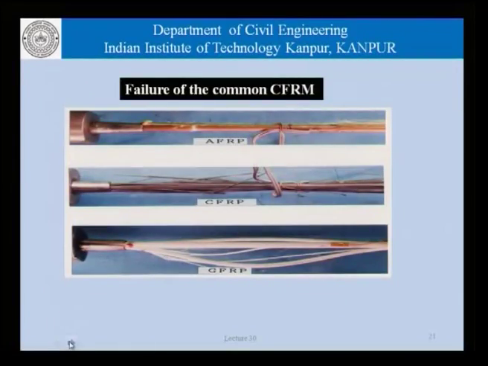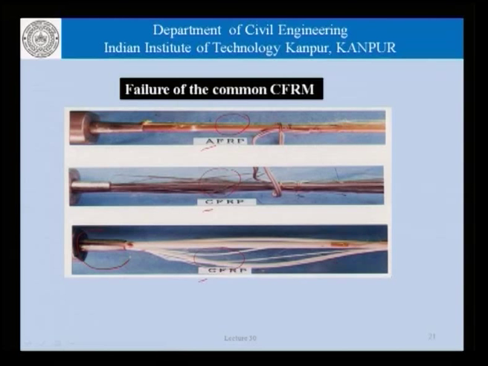Another thing, which we will see later on in the next slide perhaps, this slide here shows the failure of the common CFRM, the aramid fibers, the carbon fibers, the glass fibers, and in all cases we see that there is a fair amount of delamination that has occurred, fibers have become separated, the matrix has completely collapsed, and so on.